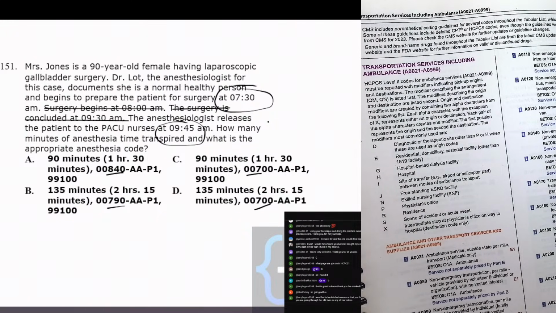Remember to always go in and get rid of surgery time. Start time, finish time, get rid of it. Has nothing to do with anesthesia. The minutes or hours that are left over after you do that are what you're going to use to calculate anesthesia.